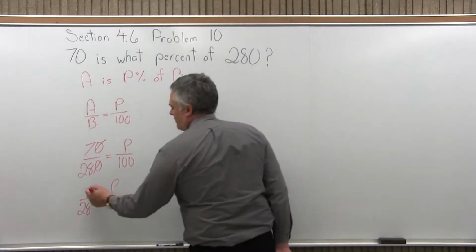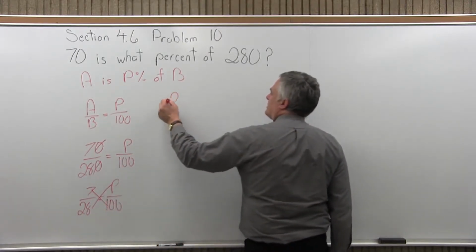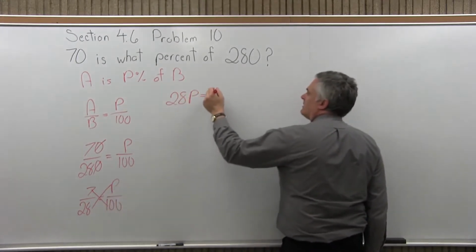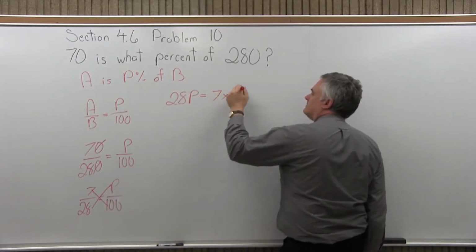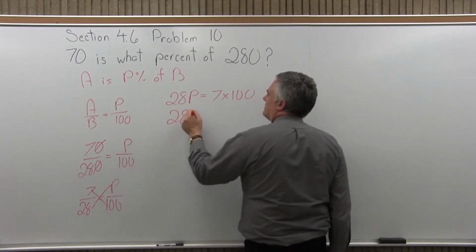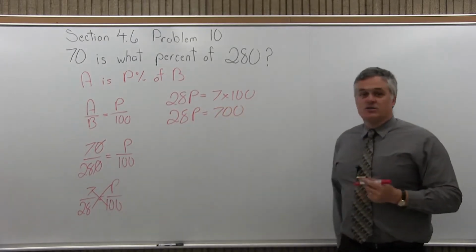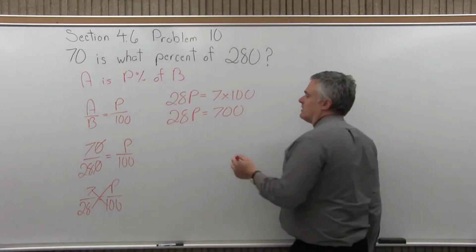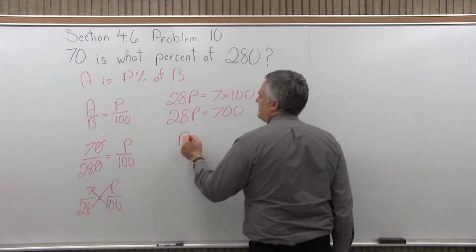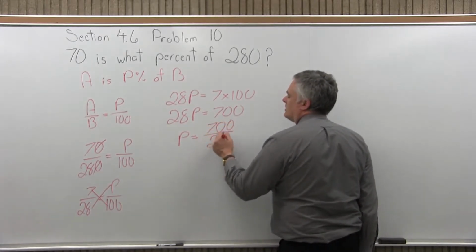So now to solve that, what we will do is cross multiply and then divide. So 28 times P will be 28P equals 7 times 100, which is easy enough, that's 700. So you'll have 28P equals 700. And now to solve for P, because that's what you want, divide by 28. So P equals 700 over 28.